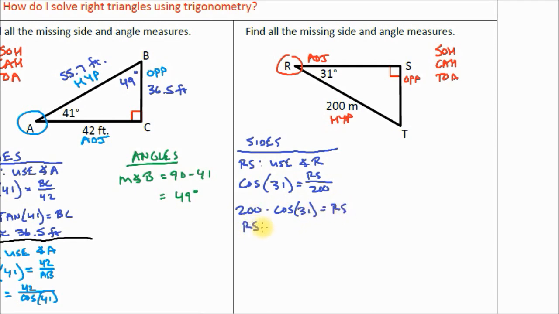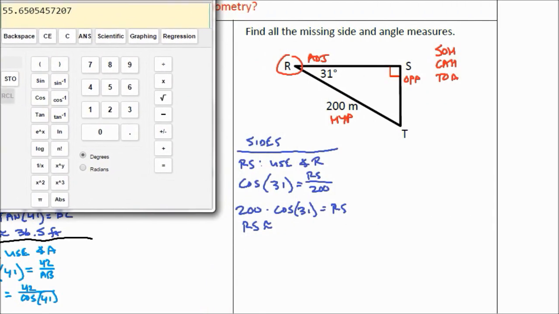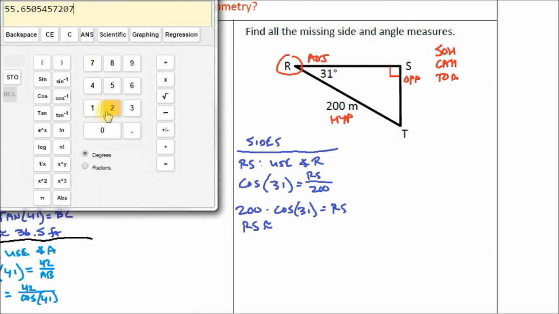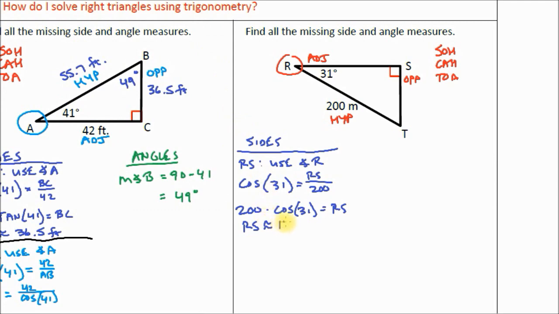And let's go ahead and do the math. RS is approximately 200 times cosine of 31 degrees equals 171.43. We can drop the 3: 171.4. Our unit of measure is meters. Let's label that 171.4 meters. Alright, let's draw a line and do our other side.